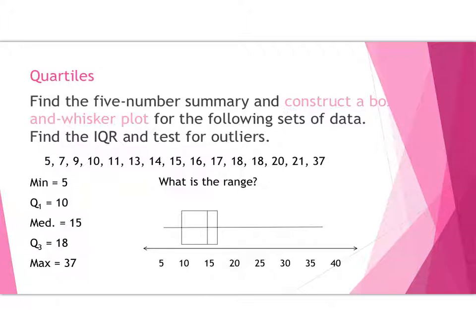The range, now that's a vocabulary word from before, and just because it's a vocabulary word from before doesn't mean how we find it changes. The range is the maximum minus the minimum, so the range is 32.